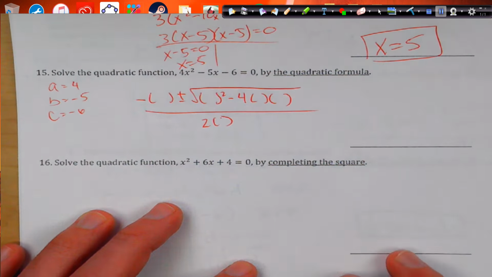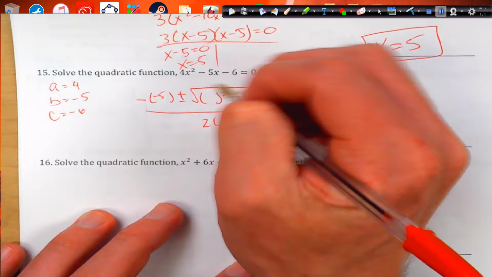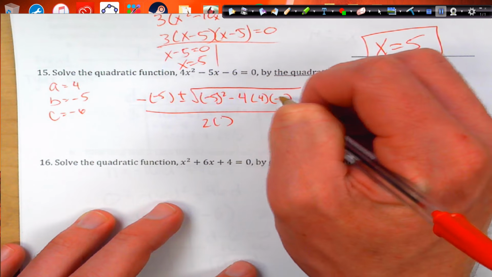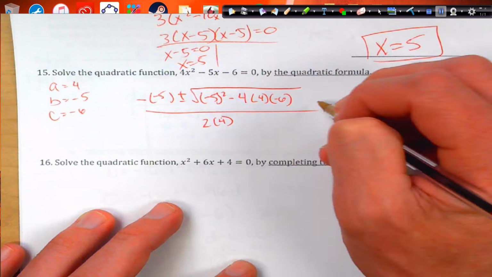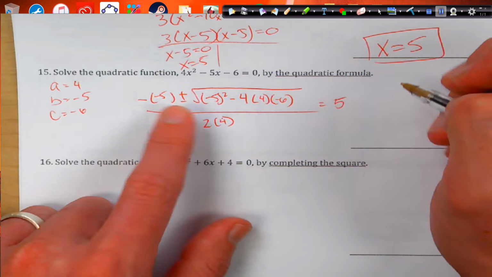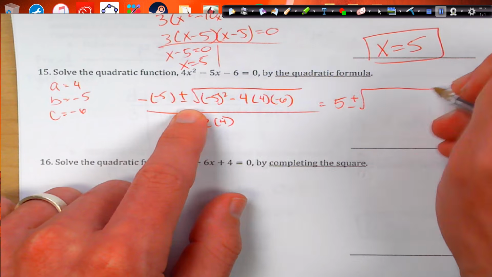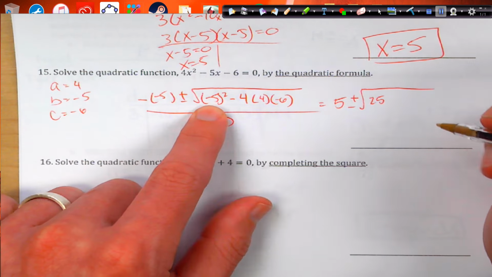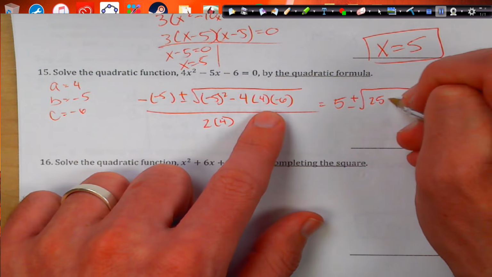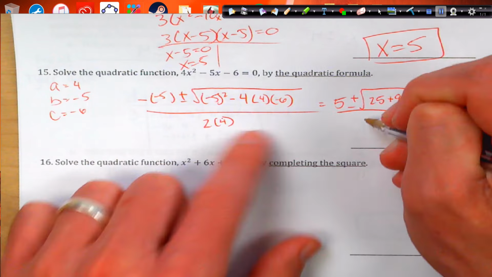So again, b is going to go in here, -5, and a, and c. So we're going to get -5 becomes a +5, plus or minus the square root. -5 squared is 25. 4 times 4 times 6 is 96. There's two negatives, so we're going to add them, all over 8.